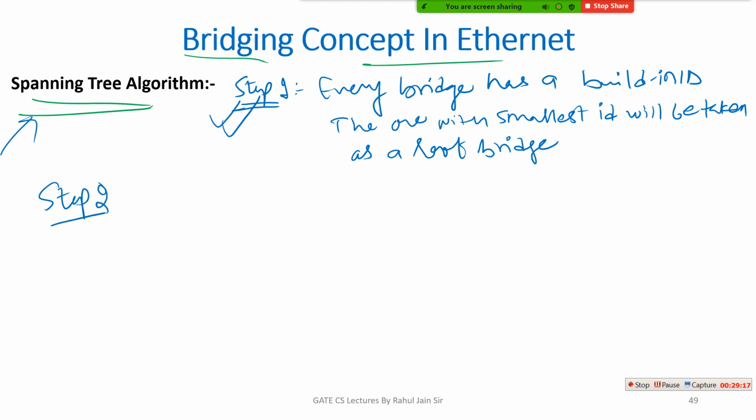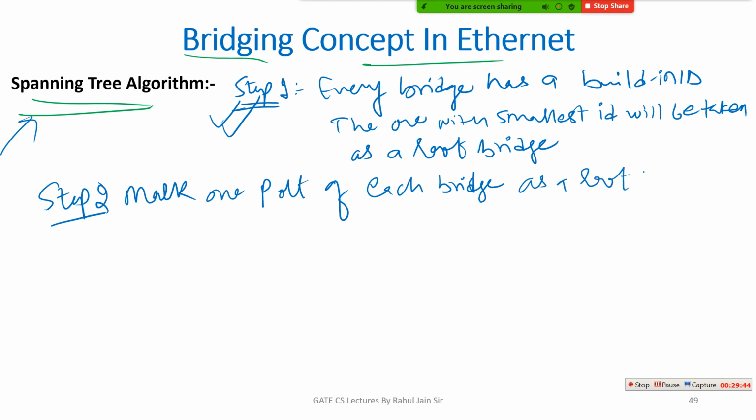Step 2 is to mark one port of each bridge, the one closest to the root bridge, as a root port. We need to mark one port of each bridge as a root port, which is closest to the root bridge.